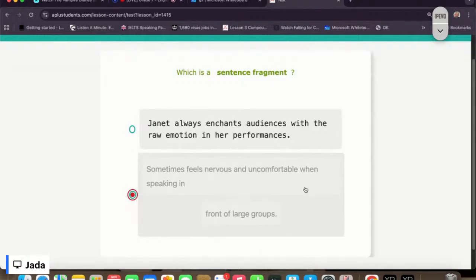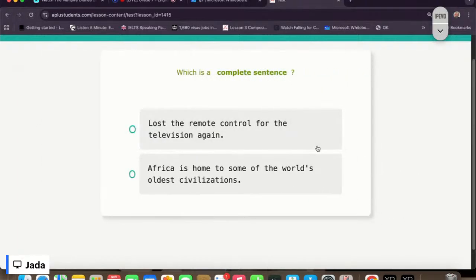Okay, so option two, that's correct. So which is the complete sentence? Is it the first or second? "Lost the remote control for the television again." "Africa is home to some of the world's oldest civilizations." First or second?